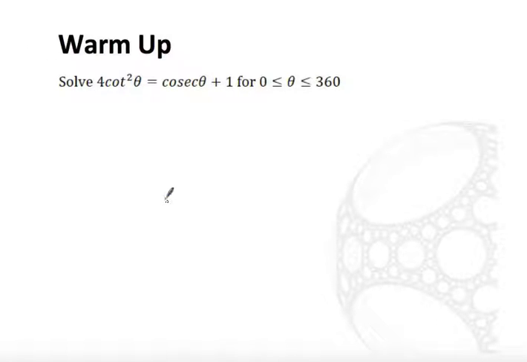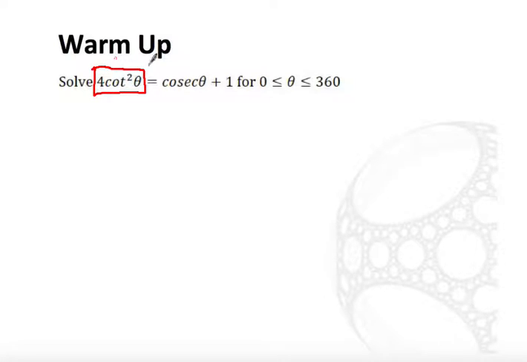In this question, we're asked to solve 4 cot squared theta equals cosec theta plus 1 for the range 0 is less than or equal to theta is less than or equal to 360. Initially, we need to start off by identifying what we're going to do with this trigonometric equation. The thing that I notice, first of all, is that I do actually have a quadratic term.